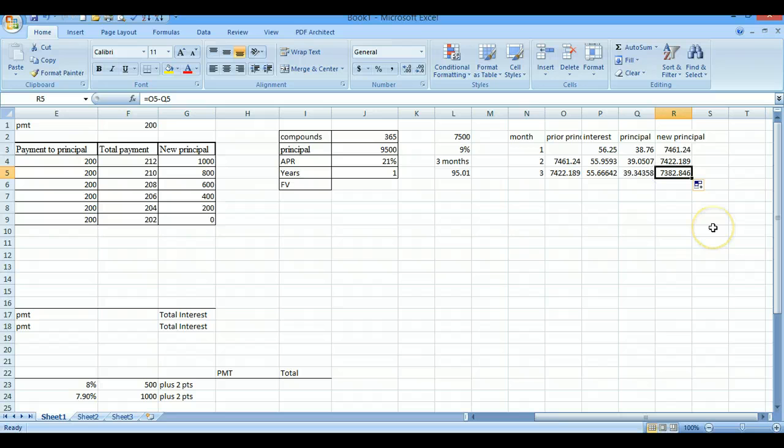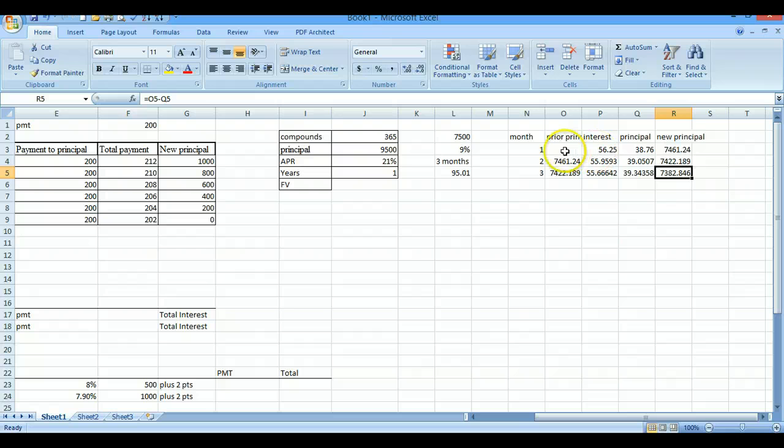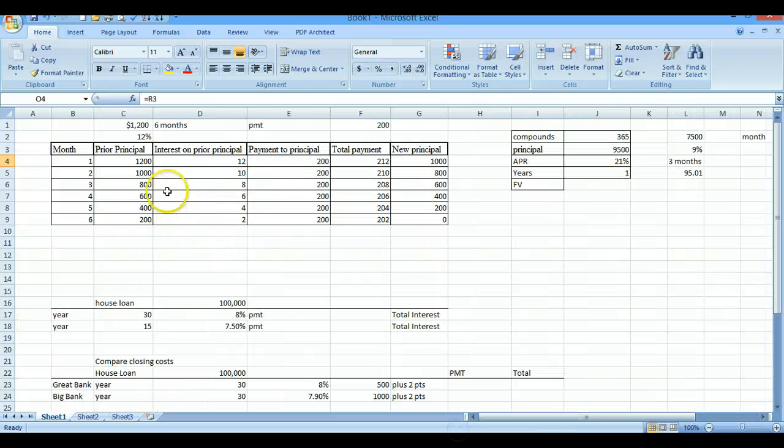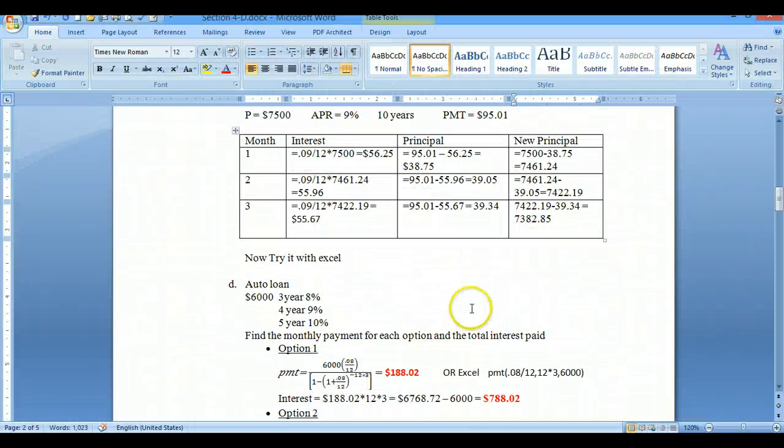Let's see if this matches. $77,382.85. Yep, there we go. So we did it right, and that one was a little easier. It may have been easier had we done a cell reference to here like we did in this example, but it worked out just fine. And then if you were turning this in, copy and paste, put it into your document.